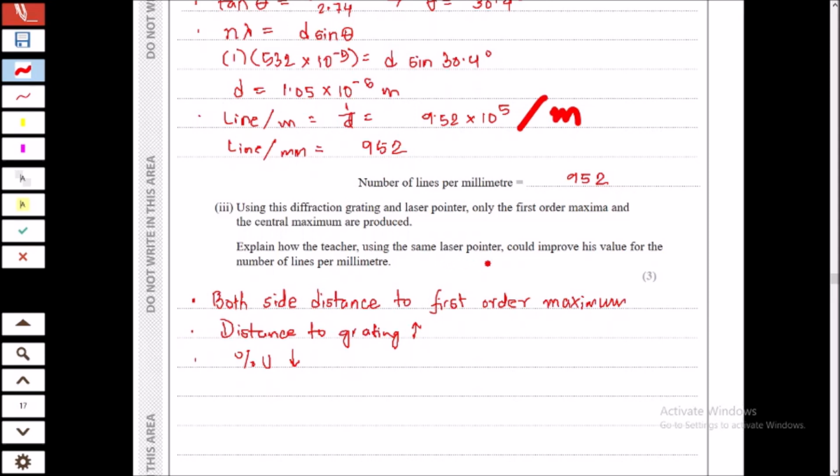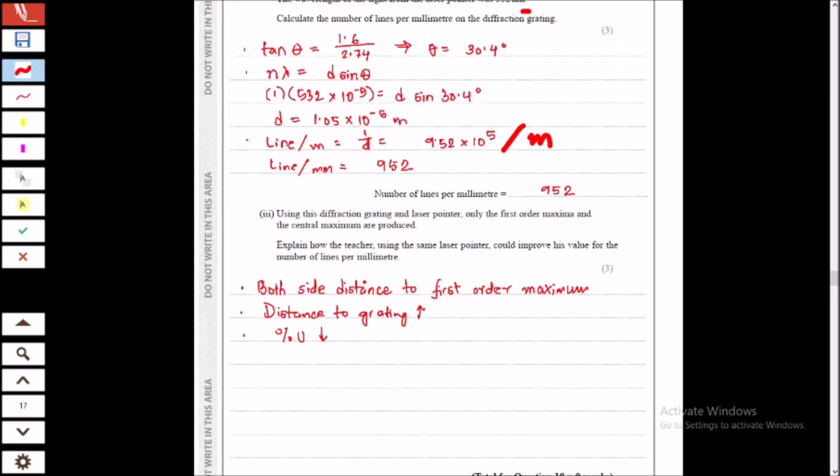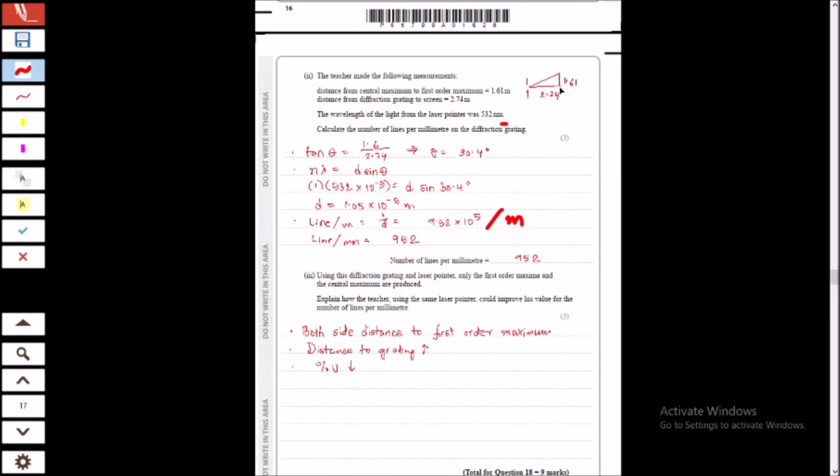How could the teacher, using the same laser pointer, improve the value for the number of lines per millimeter? Okay, so here we measure the distance from the central maximum to the first order maximum, 1.61. If we did the same thing for this side as well, then we can average the two values and get a more accurate result. That is your point number 1.